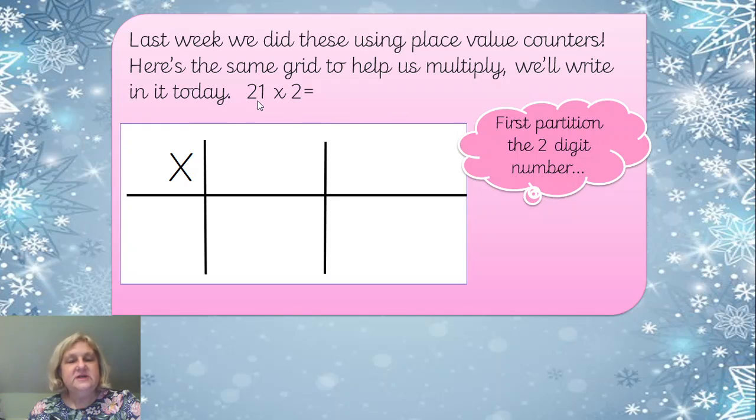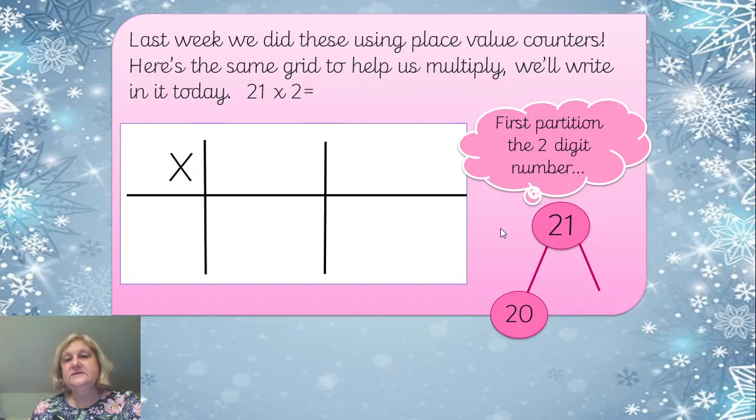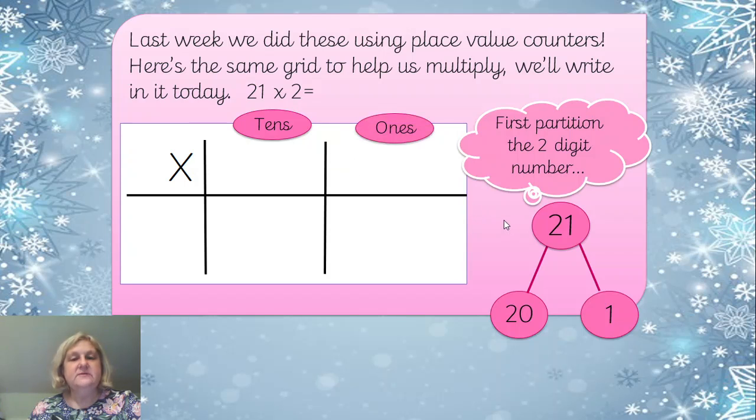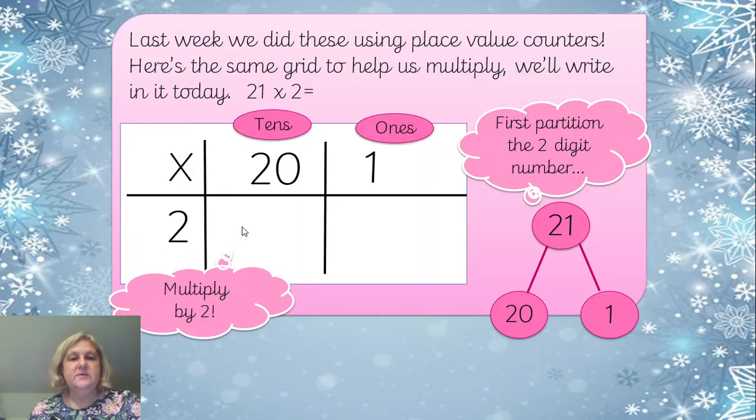So the first thing we do is partition this 2-digit number into tens and ones. 21 becomes 20 and 1, and then we're going to put these 2 partitioned numbers into our grid. The first column here is the tens column, then the ones column, so let's pop them in: 20 and 1. Then we're going to use the multiplier to do our times tables. I'm going to multiply by 2.